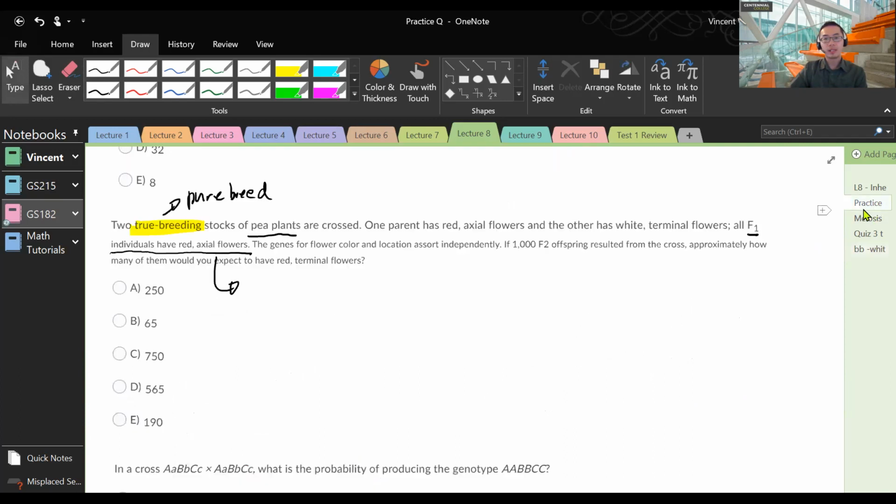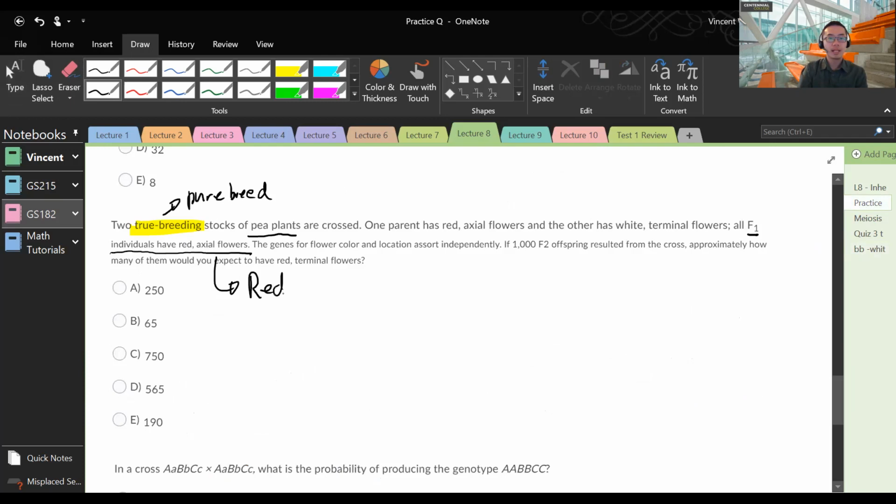So based on our question here, it says the F1 individuals have red and axial flower. That means red is dominant over white. Okay, and axial is dominant over terminal. Okay, terminal means the flower is at the end. Axial means it's in the middle of a stem, I suppose. Okay, so what are we gonna do? We are gonna have 1,000 F2 offspring. Approximately how many of them would you expect to have red and terminal flowers?